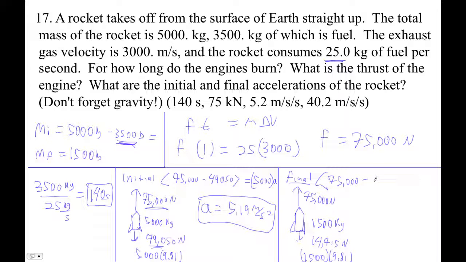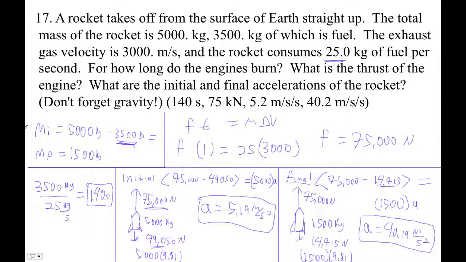Now we can go 75,000 minus 14,715 equals 1,500 A. So we've decreased from this problem to this one. We've decreased the weight and the mass. It's got less inertia. It's also got less force of gravity. So 75,000 minus that number I just got, divided by 1,500. I get the acceleration is 40.19 meters per second squared.